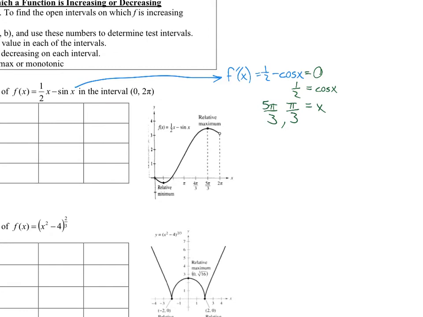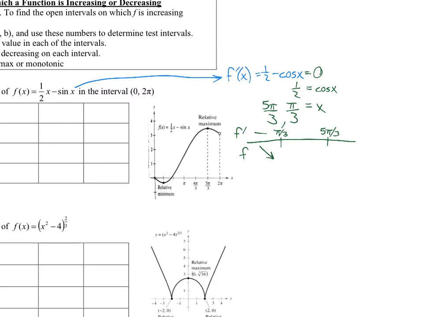So here we have those, and I'm going to set up a sign diagram. I'm actually going to do this problem this way, and then I'll show you how that little table works. If you like that, you can do that. If I plug in for my derivative something below pi over 3, like pi over 6, it's going to be negative. Cosine of pi over 6 is root 3 over 2, which is bigger than a half, so that's negative. So my function is decreasing.